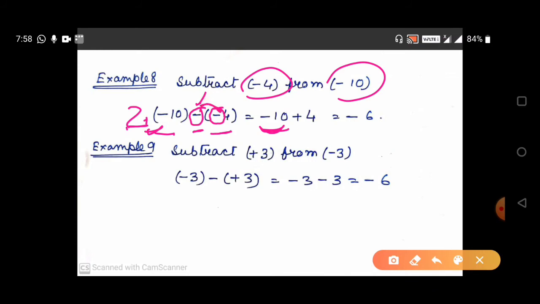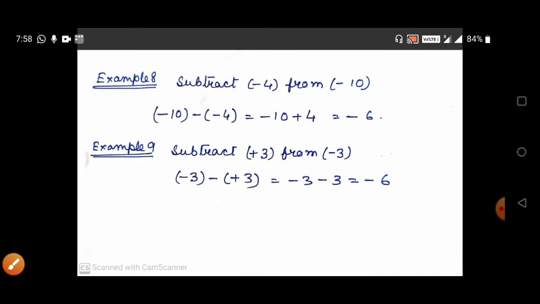Negative into negative is positive, so it will be plus 4. Since we have one negative integer and one positive integer, we have to subtract and the answer will take the sign of the greater integer. Here the greater integer is 10 and the sign of 10 is negative. So the answer will be minus, 10 minus 4 is 6, minus 6.